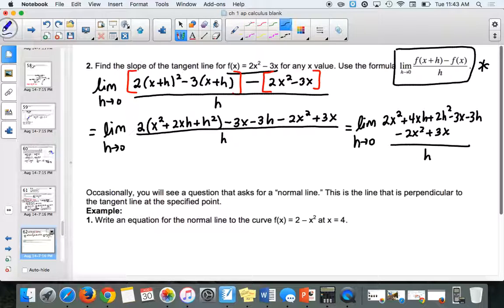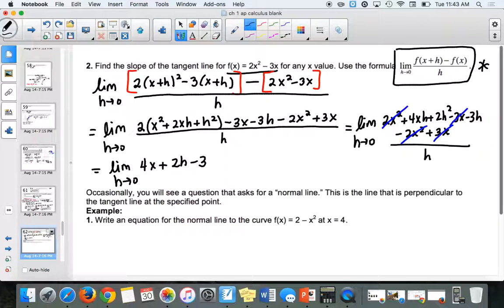All right, then cancel things. So I have 2x squared minus 2x squared. I have minus 3x plus 3x. See how everything left on the top has an h in it? That's what we want. If you do not have that, you did it wrong. So we have the limit as h goes to 0. Can we bring the h into everything in the numerator? So divide the h into everything in the numerator. And we're left with 4x plus 2h minus 3.